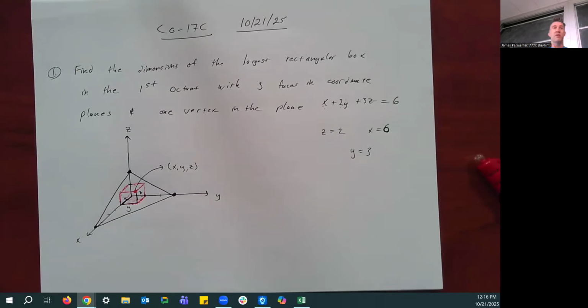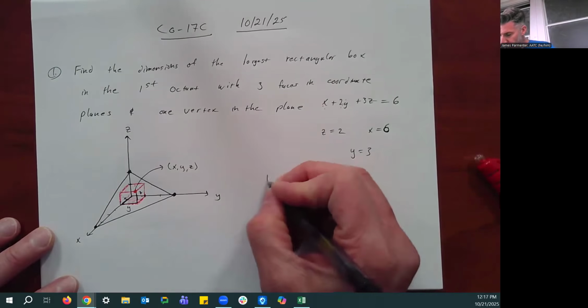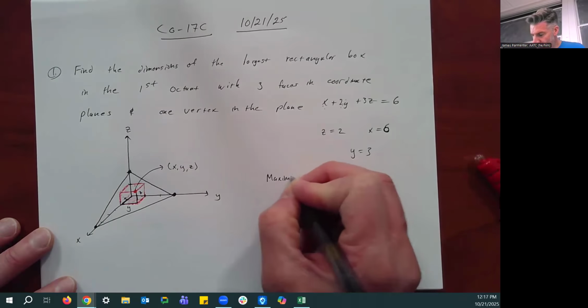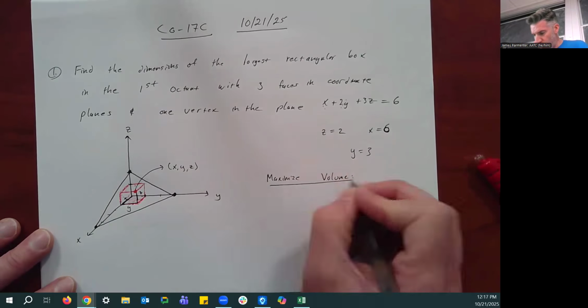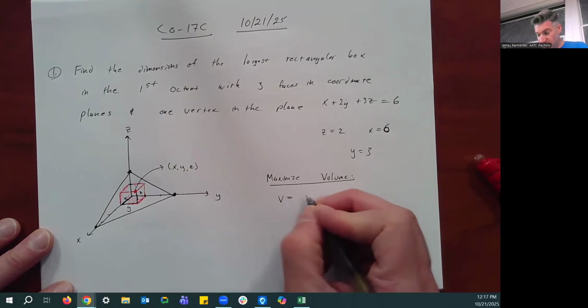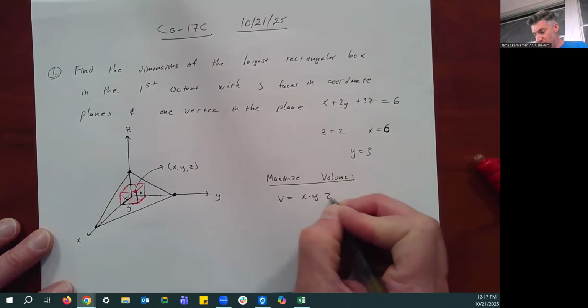I know we didn't say we're trying to maximize volume, but the problem said find the dimensions of the largest rectangular box. And when we say the largest thing, it's usually the largest quantity, like the biggest dimension it occupies, right? Since this box lives in three-dimensional space, we want to maximize its three-dimensional volume, not its two-dimensional area or one-dimensional length. So we're trying to maximize the volume, and not too terribly, the volume equation is X times Y times Z.